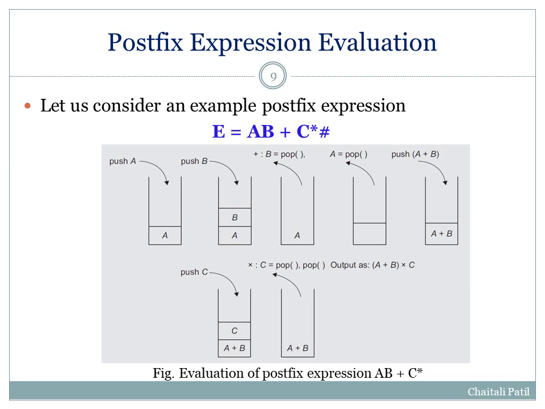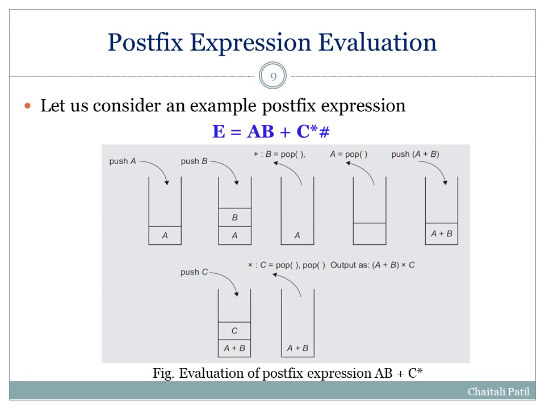So let's start. First, read a token A. As it is an operand, perform the push operation, push A into a stack. Then read the next token B. Again it is an operand, so perform the push operation and push B into the stack. Next token is plus. As it is a binary operator, twice we have to perform the pop operation.